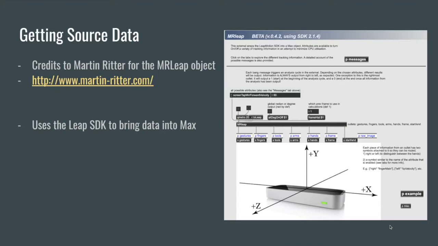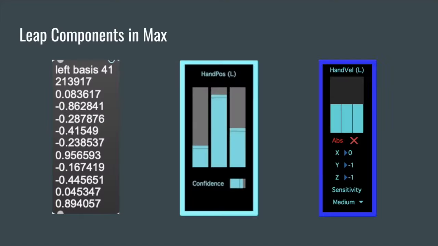So firstly, we need to get the raw data from the Leap controller into Max, and here I am using a great little object created by Martin Ritter called MRLeap. Martin is a former master's student from UBC, and has created many great objects. MRLeap basically separates the data into various categories such as hands and fingers, ready to be sent off into the following steps.